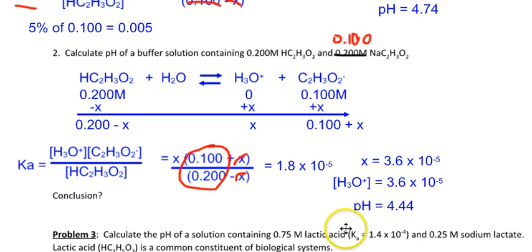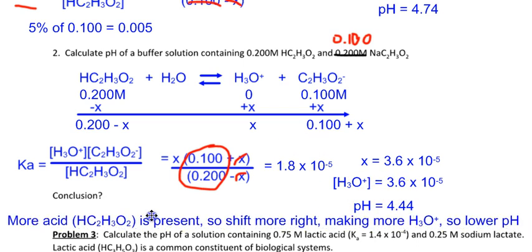So what is my conclusion? I'm going back and looking at this number again. Because more of your acid was present, you had a higher concentration of the acid than the conjugate base, you're going to, in a sense, shift to the right, making more of the H3O plus. Notice that the 3.6 times 10 to the negative fifth is bigger than the 1.0 up in the first question. And so you will have a lower pH. Okay, so that's how that works.